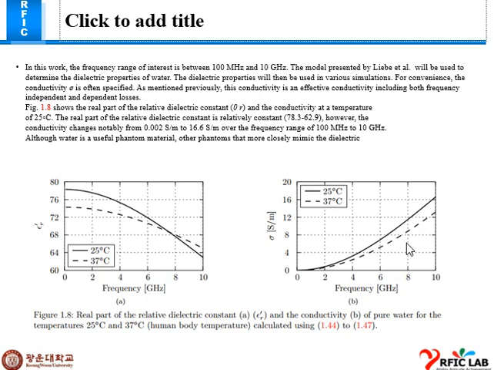The model represented by Liebe will be used to determine the dielectric properties of water. As you can see in this figure, at a temperature of 25 degrees Celsius, the real part of the relative dielectric constant is relatively constant, from 78.3 to 62.9. However, the conductivity changes notably from 0.002 siemens per meter to 16.6 over the frequency of 100 megahertz to 10 gigahertz.